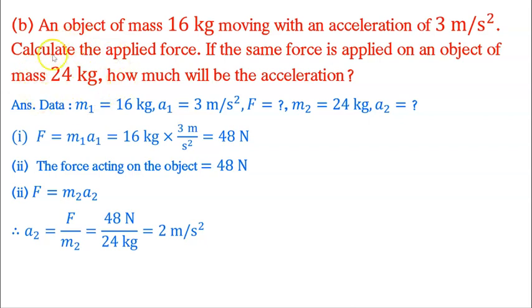whose mass is 24 kg, and from that we find out the acceleration here. Therefore, from these two given quantities we will find out the force and again use the formula, force F is equal to m2 into a2. We apply the same force here, therefore the value of F is 48 but the mass is different, which is 24.